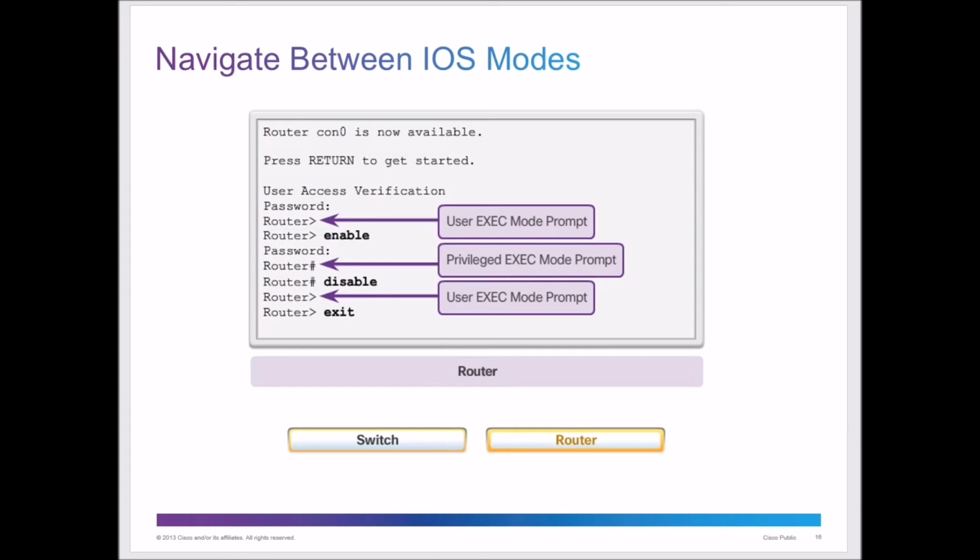And again, just as a visual clue, this is what I try to remember: I know where I am in the IOS based upon whether I have a greater than sign or a pound sign. A greater than sign is user exec mode, and a pound sign is privileged exec mode. Then if we type disable, we get back to user exec mode. And if we type exit, we log out of the console altogether.